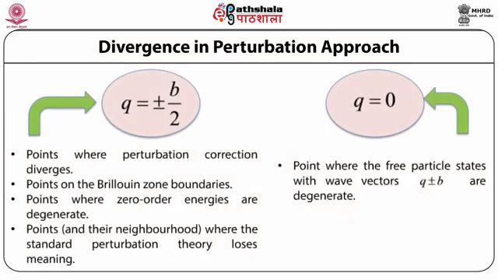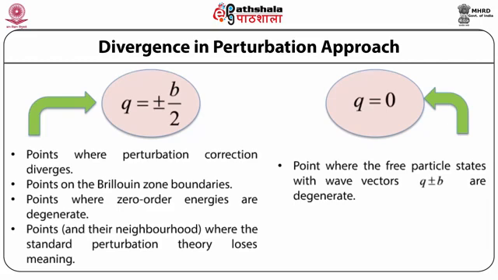Divergence in the perturbation approach. Now from these terms it is immediately seen that the perturbative correction diverges when q is equal to plus or minus b by 2. These are points on the Brillouin zone boundaries and also points where zero order energies are degenerate. At these points and their neighborhood, the standard perturbation theory loses meaning, as the energy correction is very large, even divergent, due to the vanishing of the denominator in one term of the sum.